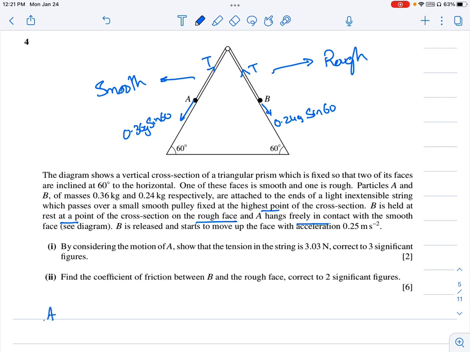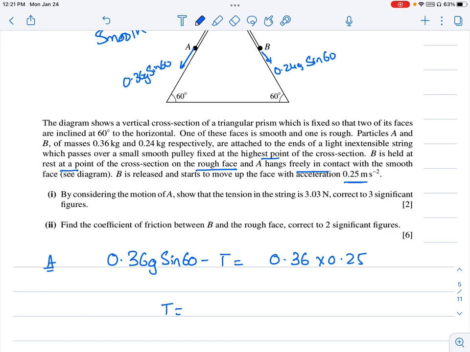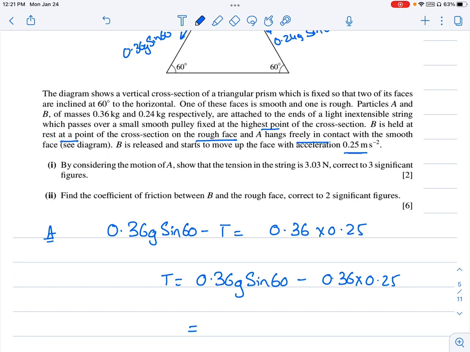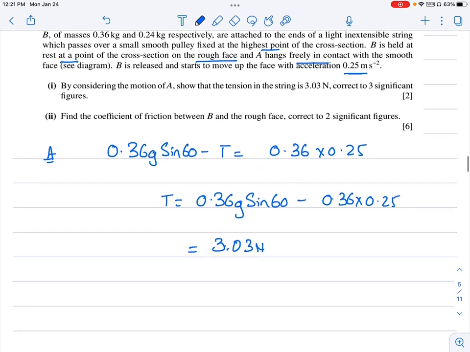So for A, the forward force is going downwards, 0.36 g sine 60, minus the backward force, tension, is equal to 0.36 a. Acceleration has been given as 0.25. That's it. Very simple. Make T the subject: 0.36 g sine 60 minus 0.36 times 0.25. This should be giving you something around 3.03 newtons. Find the coefficient of friction between B and the rough surface, correct to two significant figures.